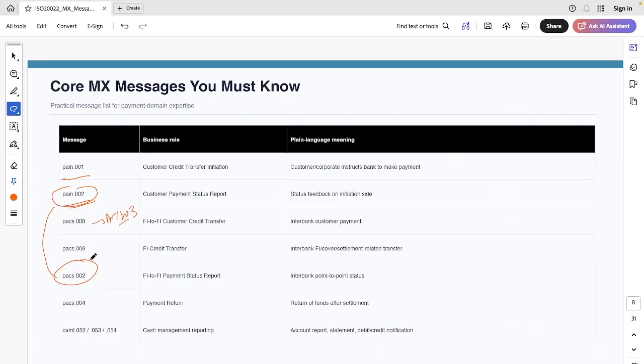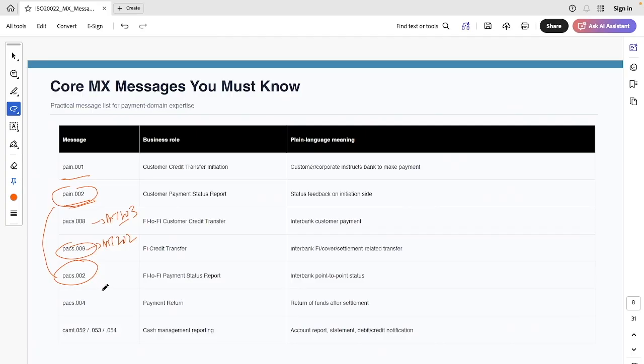Okay. Then pacs.009. This is the FI credit transfer. It is used for FI to FI transfers, bank to bank transfers, cover or settlement related movements. People often connect it conceptually with MT202 in the MT world. It could be MT202 serial or MT202 cover scenarios depending on the use case.